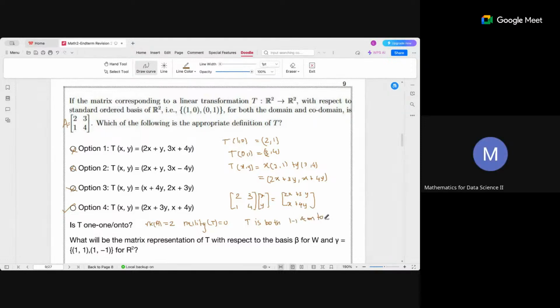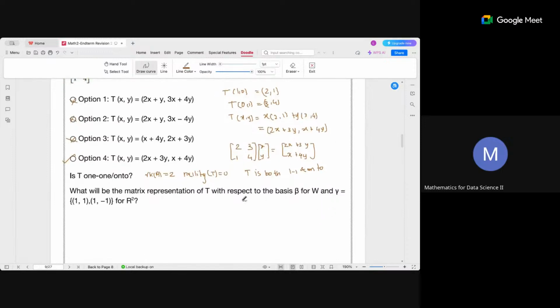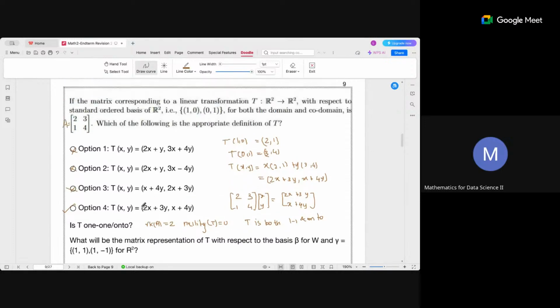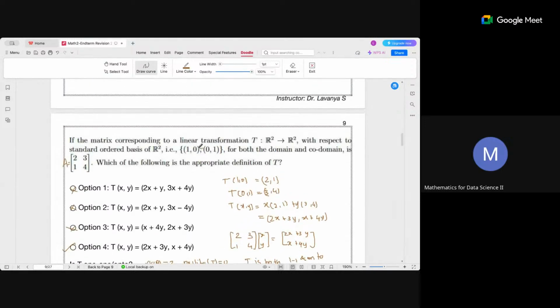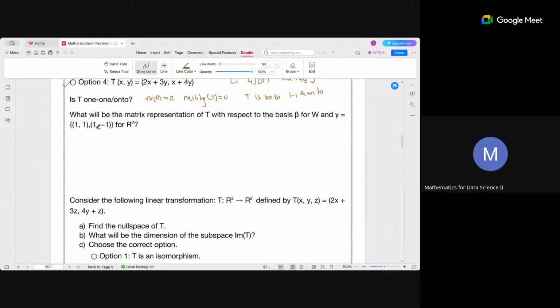So this means that T is both one-to-one and onto. Isomorphism, right? Okay. What will be the matrix representation of T with respect to beta for W and gamma for R2? So beta is this, I guess. So this is beta and gamma is this.